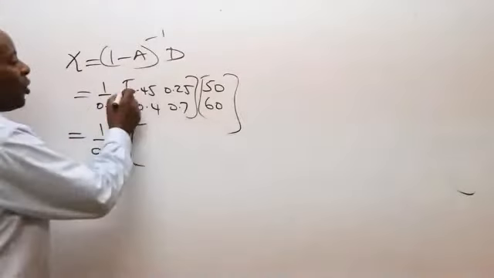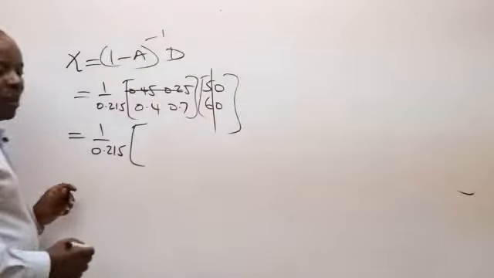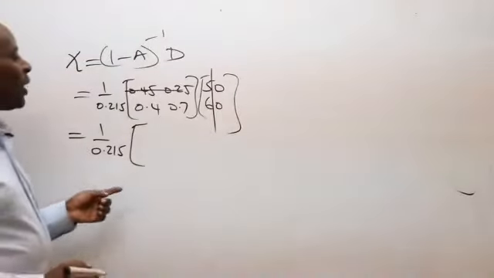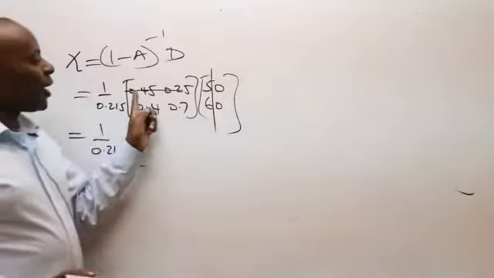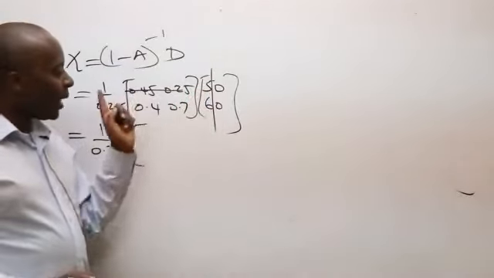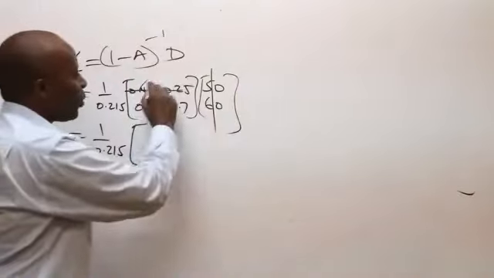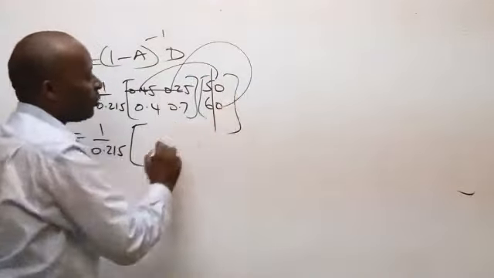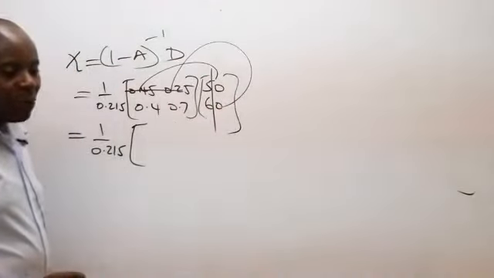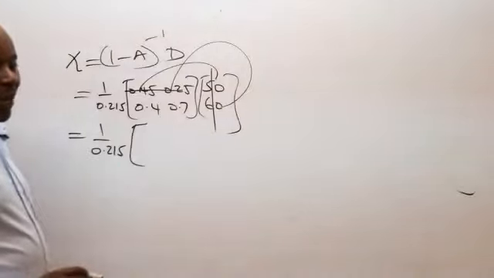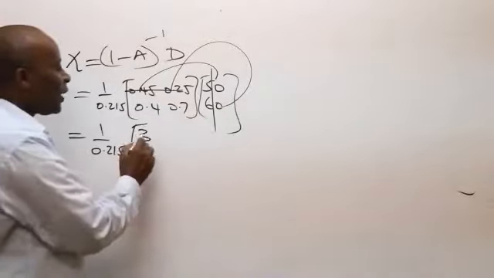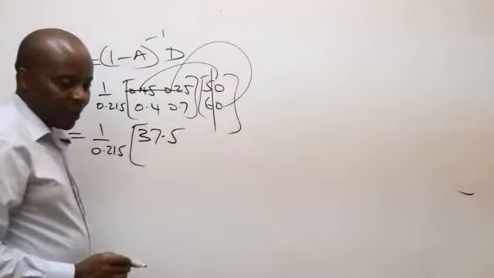So this is the row here, and that is the column. Could you kindly go ahead and do the multiplication for us? You say 0.45 times 50 plus 0.25 times 60. Remember, it is first ones multiplied plus second ones multiplied. So naambiwa kwamba itakuwa 37.5.